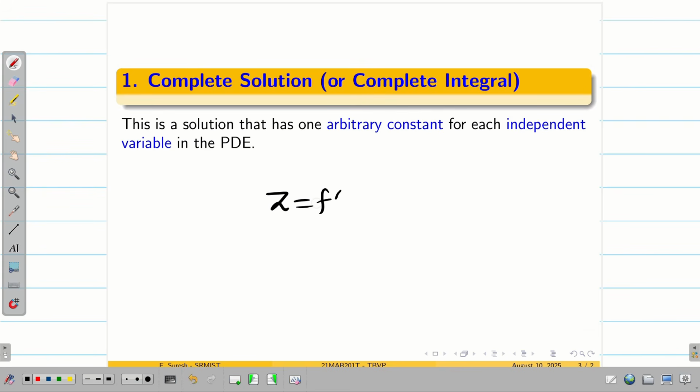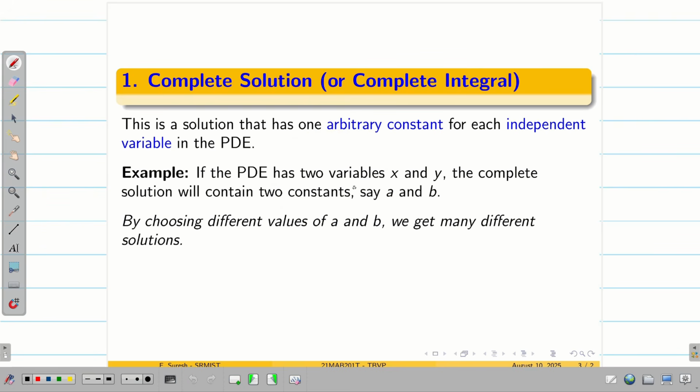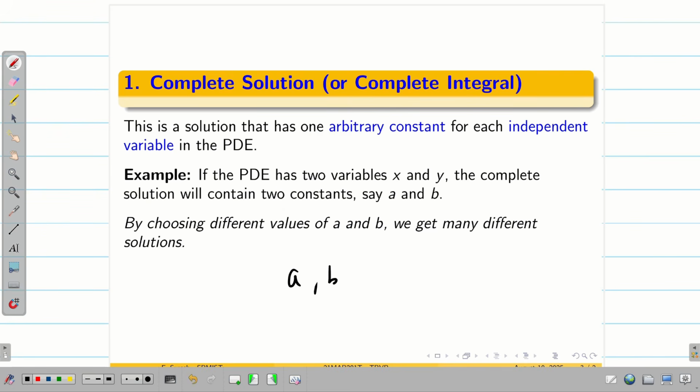For example, suppose you take z equal to f of x comma y. Here x and y are independent variables. z is depending on x and y. So if there are 2 independent variables, then we have 2 arbitrary constants in the solution. Then the solution is known as complete solution. Suppose we say a and b are the 2 different constants. If you vary the values of a and b, we can have many different solutions. So this complete solution represents a family of surfaces.